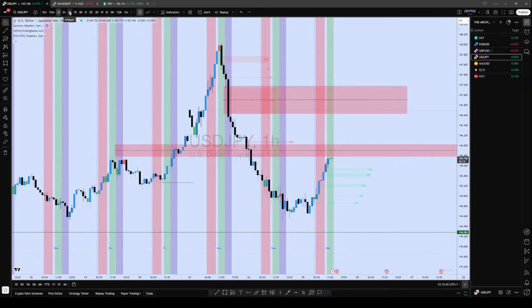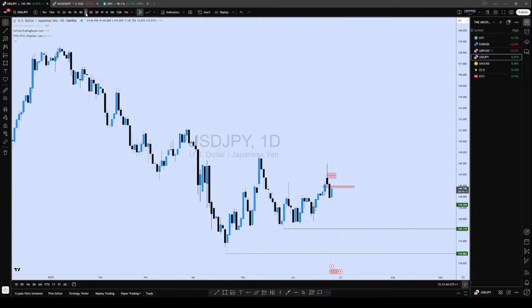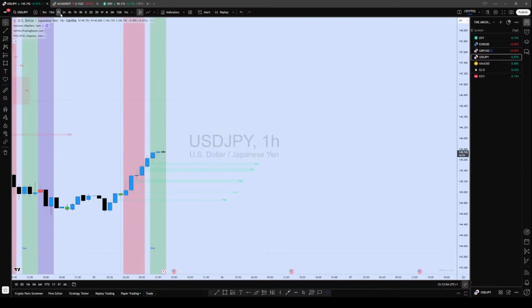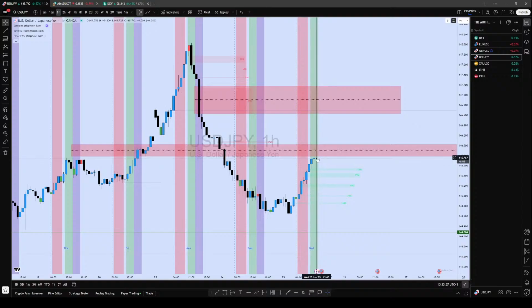Dollar yen has moved back into that daily inverted fair value gap. So again, I'm expecting lower prices. So watch the 1 hour session. Do we get an immediate close during the New York session? If we do, that is your cue, your trigger to start looking for potential movement to the downside.